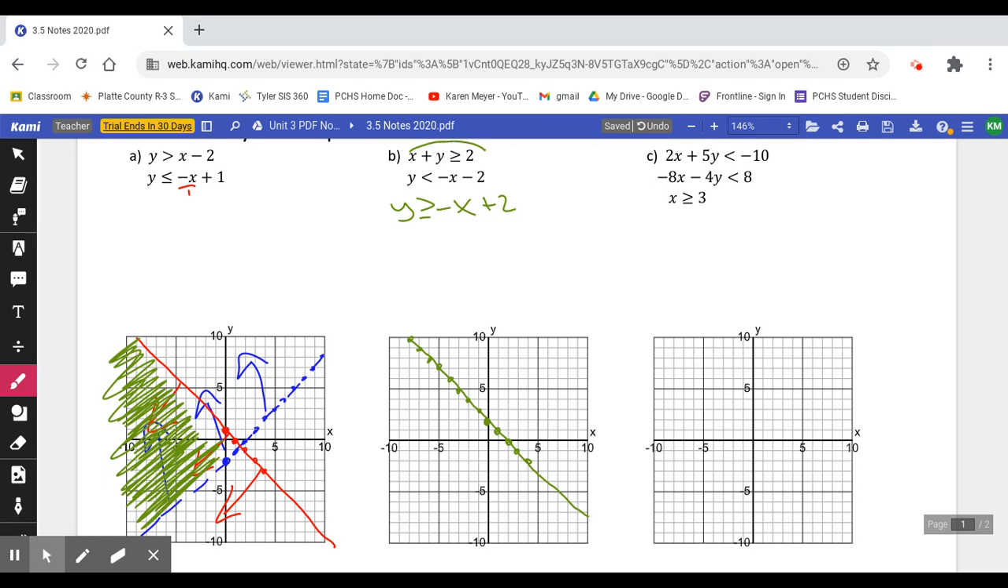This one I'm going to put a solid line because it has the or equals to. Put your pencil on 2. And this one says greater, and greater is when I go up.